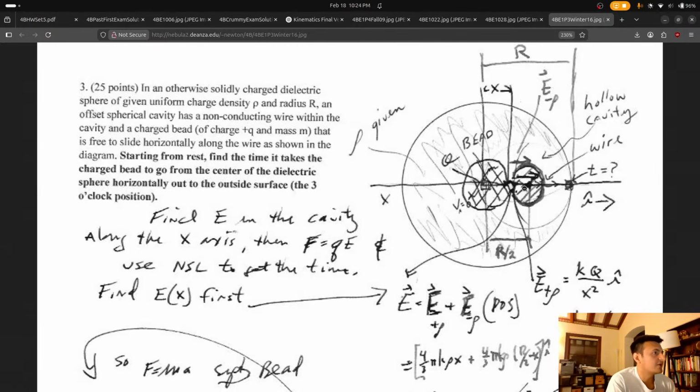It's free to slide horizontally along, starting from rest. Find the time it takes for the charged bead to go from the center of the dielectric sphere horizontally out to the outside surface, the 3 o'clock position. Sometimes you gotta ignore that the wire has nothing to do with this.